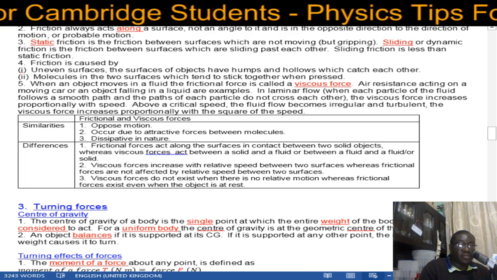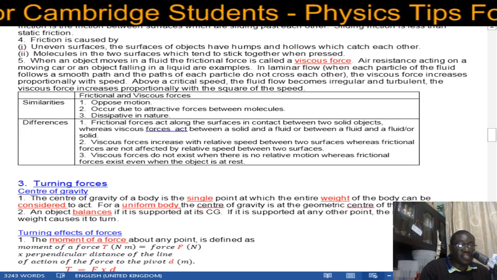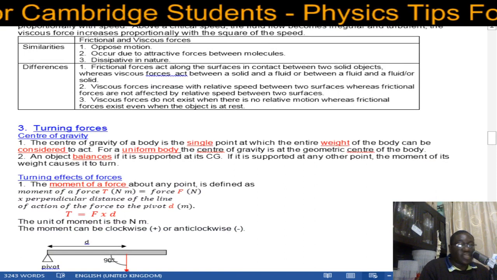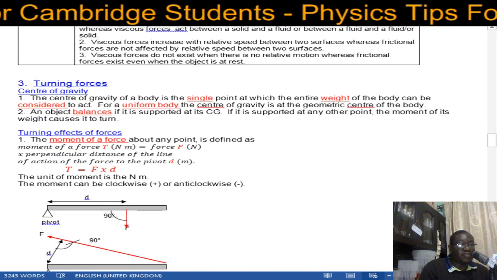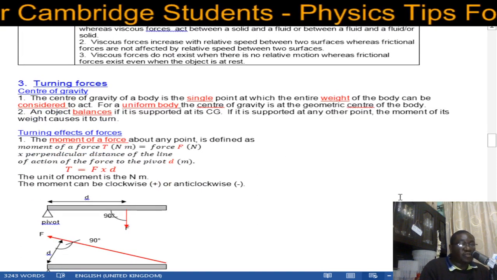Right, moving on to attaining effects of forces. I think you've covered this one in lower forms, but we're going to cover it again.